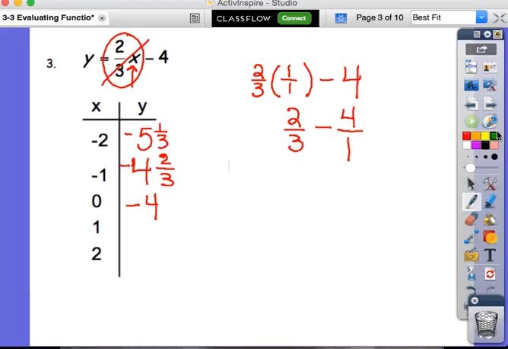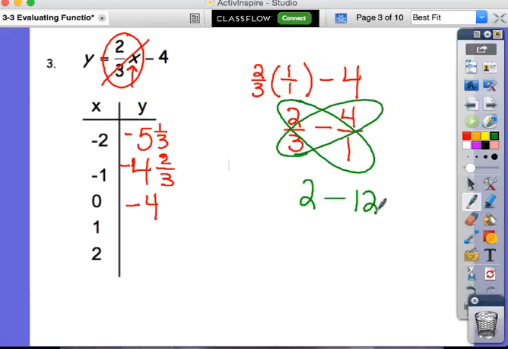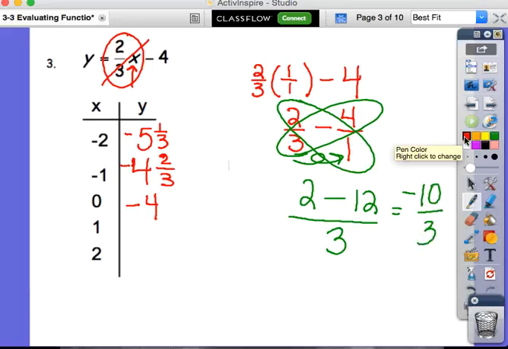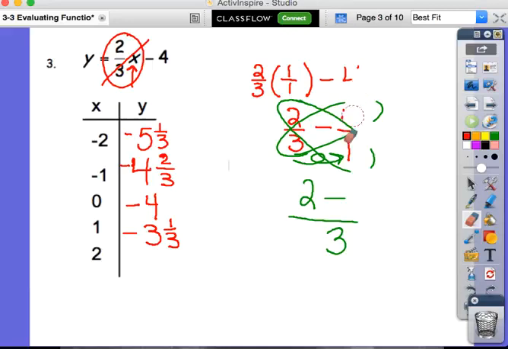And let's do our little fraction dance. 2 times 1 is 2, minus 3 times 4 is 12, all over 3 times 1 is 3. Well, 2 minus 12 is -10 over 3. Turn it back into a mixed number. 3 goes into 10 3 times, but it's negative, right? -3 and 1/3. Now we just have to do the 2.